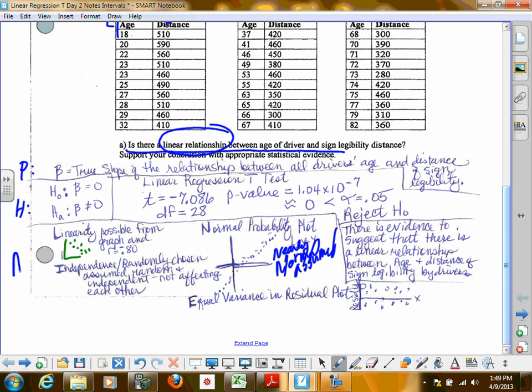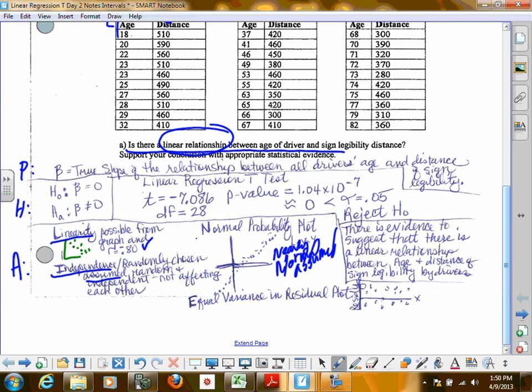A is your assumptions. Here they are. Linearity is the first one, and from my graph and the fact that my R value is -0.8, do I have reason to believe that linearity is possible? Is it worth pursuing? Yes. Independence is the next one, and I would say that one driver's visibility is independent of the others. Okay, is that reasonable? How about random? The drivers chosen would have to be assumed random because it wasn't stated. All right, what's our next condition?